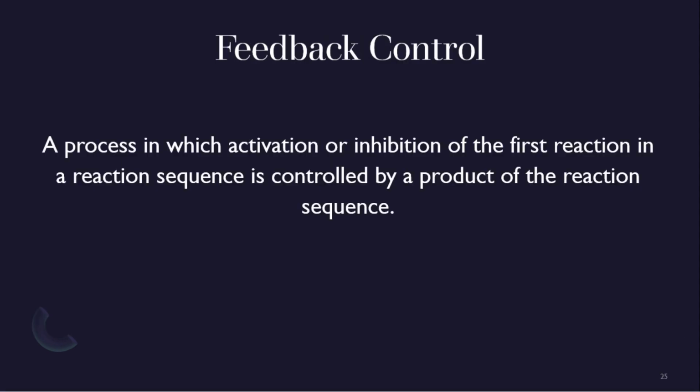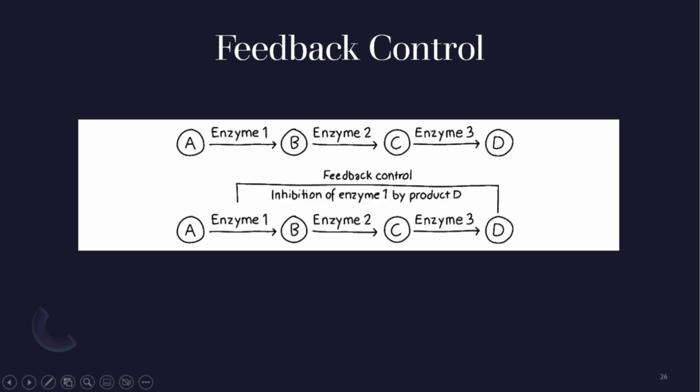On the first mechanism, we have the feedback control. It is a process in which activation or inhibition of the first reaction in a reaction sequence is controlled by the product of the reaction sequence. At a low concentration of the final product, which is D, the reactions of the sequence proceed rapidly, while at a higher concentration of the final product, the activity of enzyme 1 becomes inhibited by the feedback and eventually the activity stops. At the stopping point, there is sufficient D, the final product, present in the cell to meet its needs.